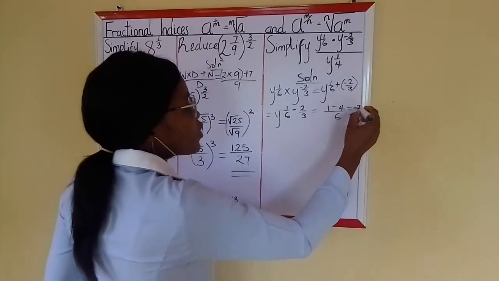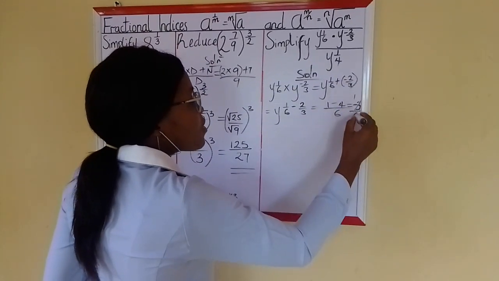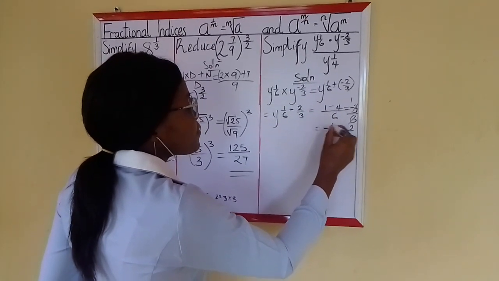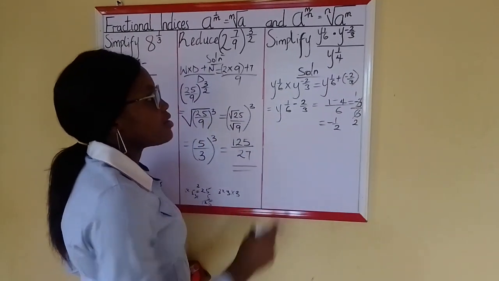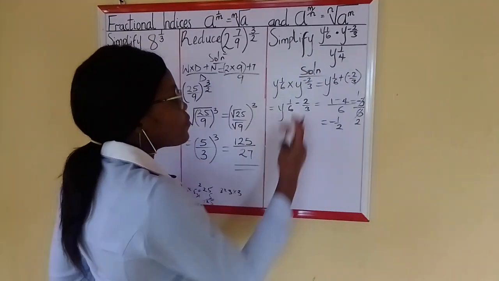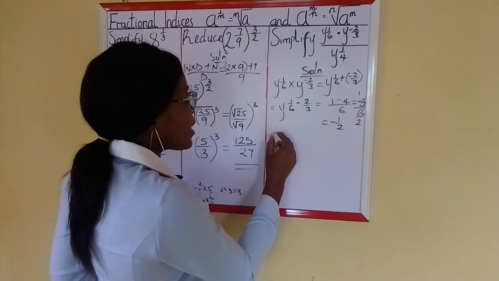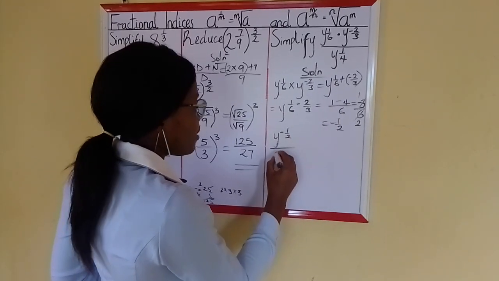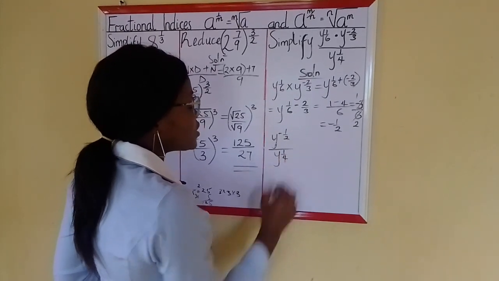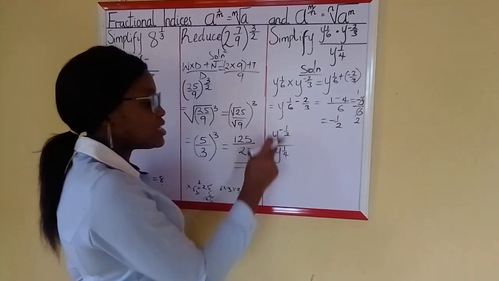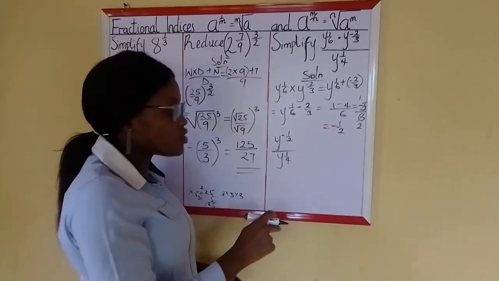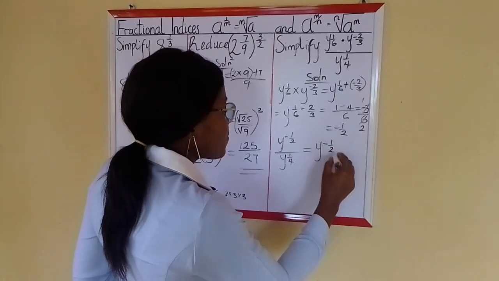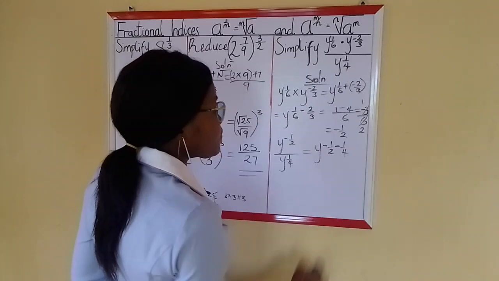divided by 6. You can divide further. 3 divided by 3 is 1, 6 divided by 3 is 2. So what we have here is minus half. But that is not the final answer. Remember, we still have something here. So basically, you can say we have y raised to power minus half divided by y raised to power 4/3. Remember, division in indices stands for subtraction. So we go further. We have y raised to power minus half minus 4/3.